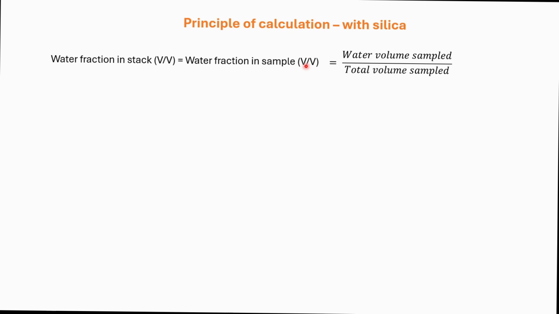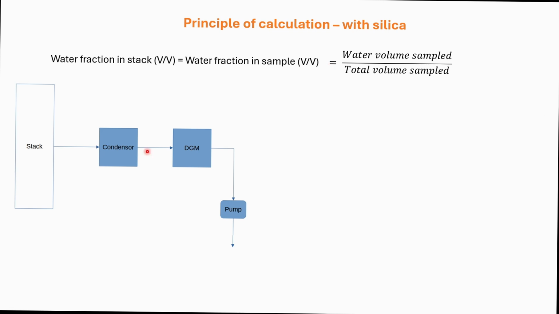The principle of this calculation: we want to know the water fraction in the stack. That is the aim, that is the parameter that we want to measure using our sampling. And the water fraction in our stack is going to be equal to the water fraction in our sample, because we're going to draw it isokinetically with a heated line. That can be broken down to, again, the total water that we sampled divided by the total volume of sample that we drew from the stack. What that means is the total gas that we sample.